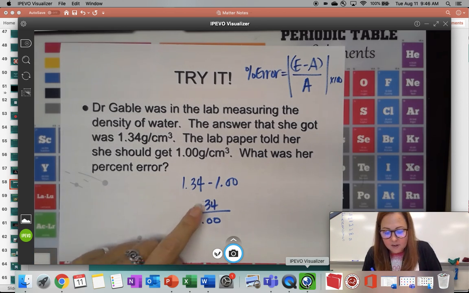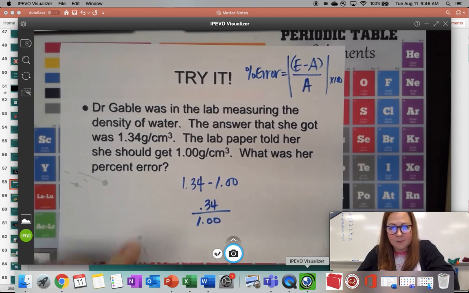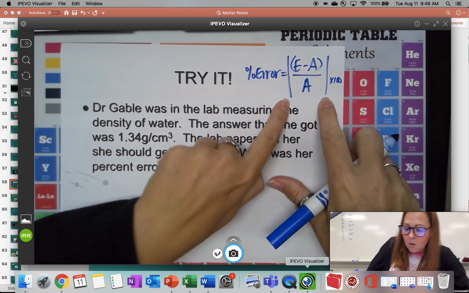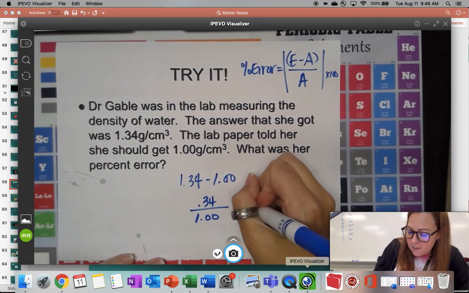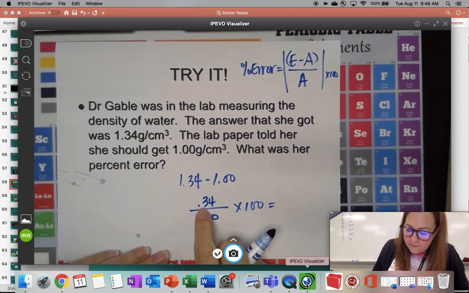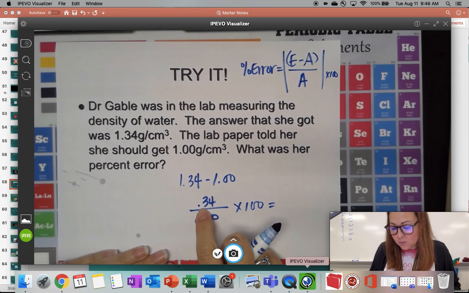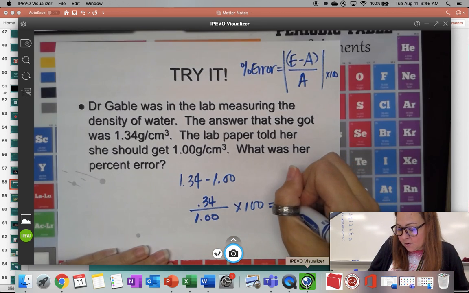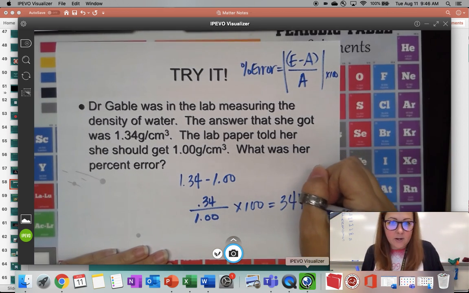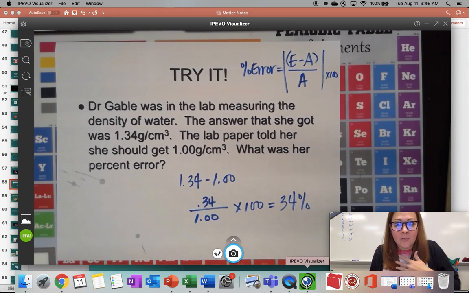If this number on top happened to be negative, that would have disappeared, poof, vanish, because it is an absolute value. We're going to take our answer and multiply it by 100. So here we're taking 0.34 divided by 1 times 100. So that's 0.34 times 100. Hey, 34%. No calculator needed. So we got 34% error there. I got 34% error there.